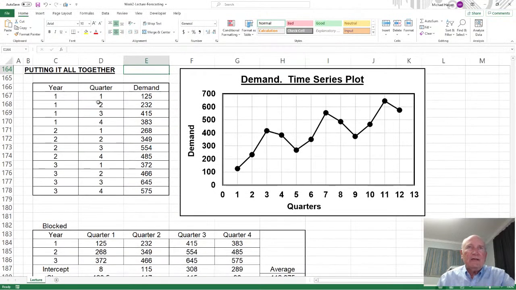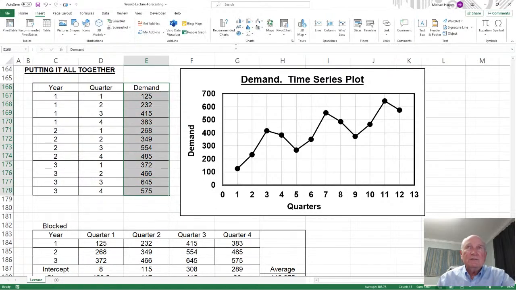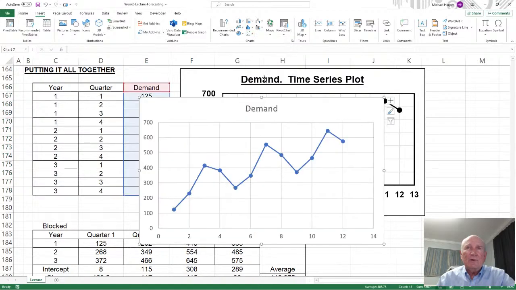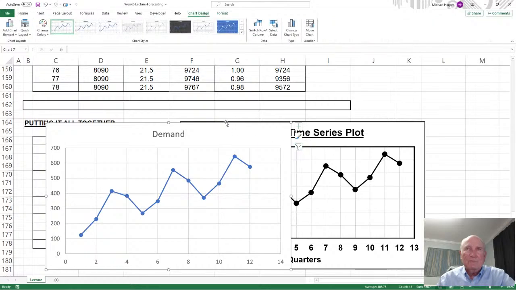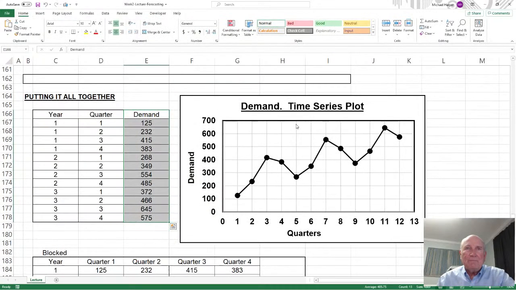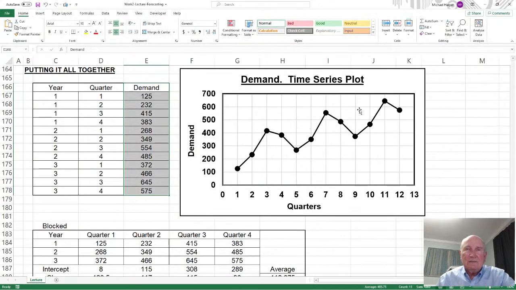So here's putting it all together. First thing I want to do is actually plot this. Again, you could just take the demand like this and come up here, insert, and just plot the data point, and there it is. That's exactly what I did. Then I formatted it for you. And you can tell it's a line plot.